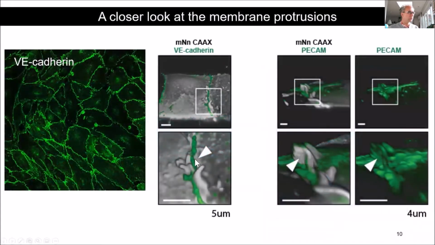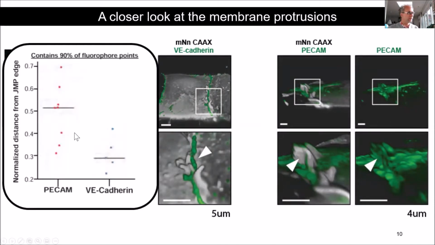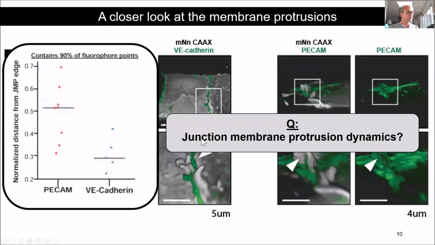And a closer look showed that these protrusions were present at junction regions. However, VE-cadherin, one of the major endothelial junction markers, is not present at these protrusions, whereas PECAM, another typical endothelial junction marker, is. As you can see here, it covers almost the whole protrusion. We quantified this, and we could see this here. Significant increase in PECAM expression at these protrusions. So we started calling these protrusions junction membrane protrusions.